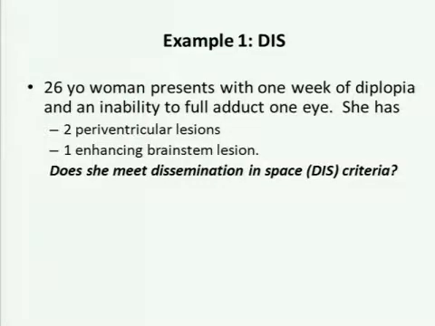So this part is going to be interactive. We have a 26-year-old woman who presents with 1 week of diplopia and an inability to fully adduct one eye. She has 2 periventricular lesions and 1 enhancing brainstem lesion. Does she meet DIS criteria? Have a yes. Yes. Distributed in space, not distributed in time. Correct. Or is that your answer? That it's distributed in space and not in time? So, no.